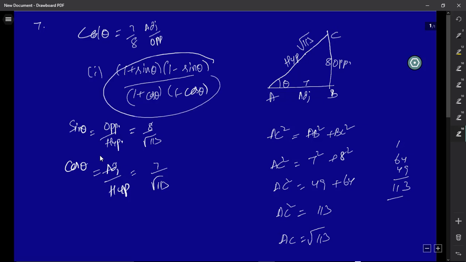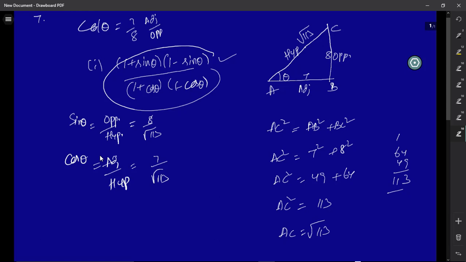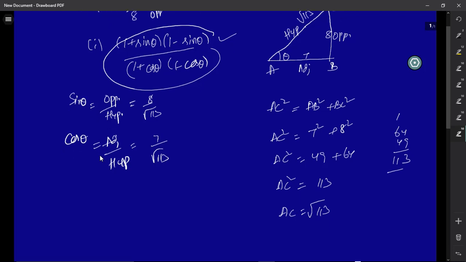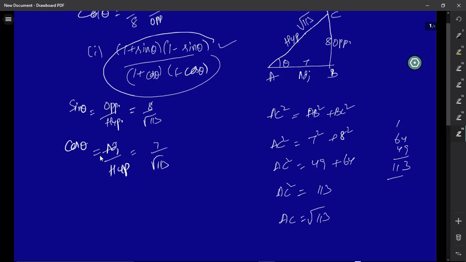Actually, to solve this question, we could have made use of something which is known as trigonometric identities, but I don't think trigonometric identities have been mentioned so far in your reader. So I'm not going to make use of trigonometric identities here. I'll just quickly directly substitute the value of sine theta and cos theta in the question.